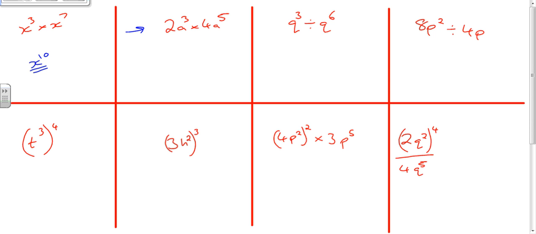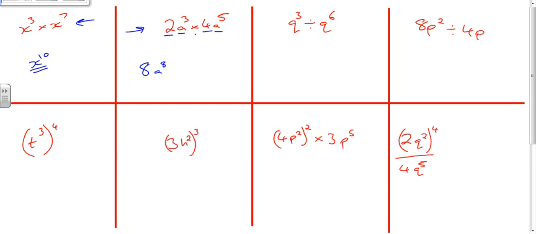It gets a little bit more complicated here. If ever we've got this, we concentrate on the big numbers first, or the main numbers. So 2 times 4, that's going to be 8. And you've got a cubed times a to the power of 5. And we know, looking at this example here, that you need to add the powers. That's going to be a to the power of 8.